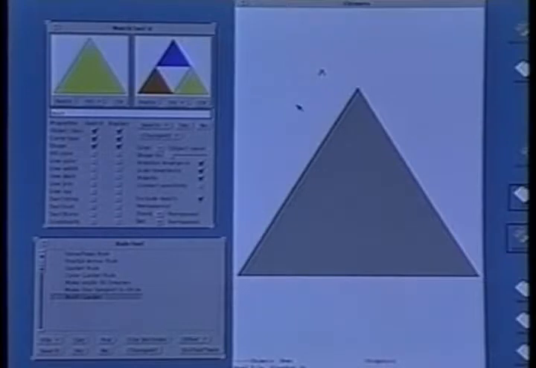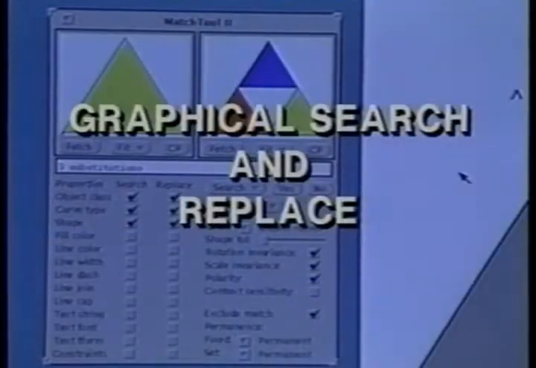At the right of the screen is a Chimera graphical editor window. This window contains a gray equilateral triangle. To the upper left is the Match Tool window. Match Tool is a utility for graphical search and replace. Graphical search and replace is useful for making repetitive changes to graphical properties or object shape.